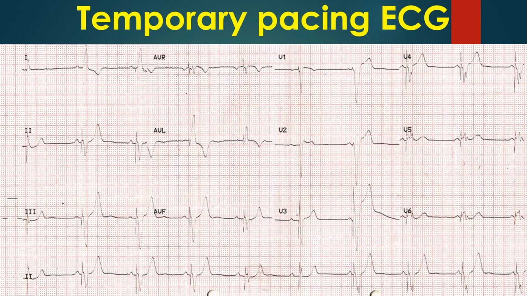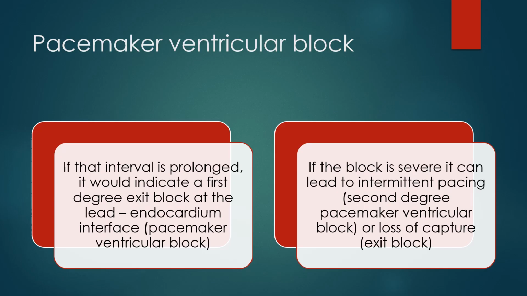Here the interval between the pacing spike and the QRS complex is very short, so that there is good conduction at the lead endocardium interface. If that interval is prolonged, it would indicate a first degree exit block at the lead endocardium interface, pacemaker ventricular block. If the block is severe, it can lead to intermittent pacing, second degree pacemaker ventricular block, or loss of capture, exit block.